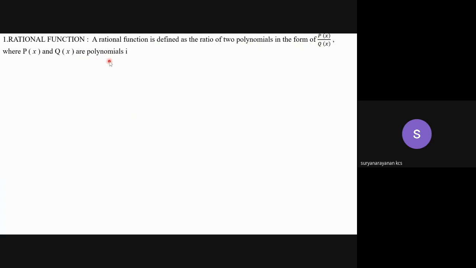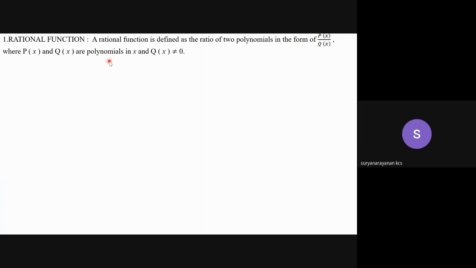Now come to the first point, rational function. We have to understand what is meant by a rational function. A rational function is defined as the ratio of two polynomials in the form p of x by q of x, where p of x and q of x are polynomials in the variable x, and q of x is not equal to 0.